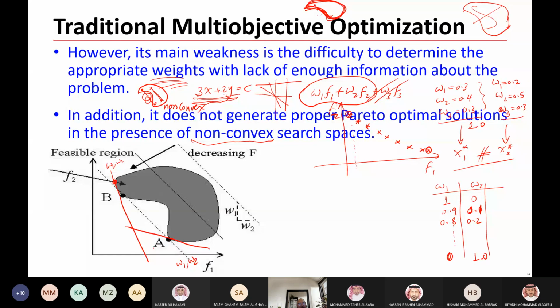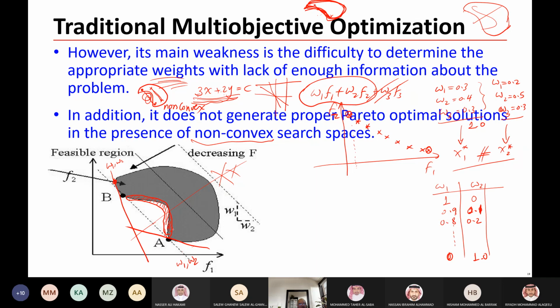Of course, we need this equation to be a tangent of the search space. If it's not touching it, we cannot say this will give us this point. No, this is not the case. The extreme point or the optimal point will be the tangent of the line with the search space. In this case, we will not identify this part using this method. So this part will be hidden and will not be identified.